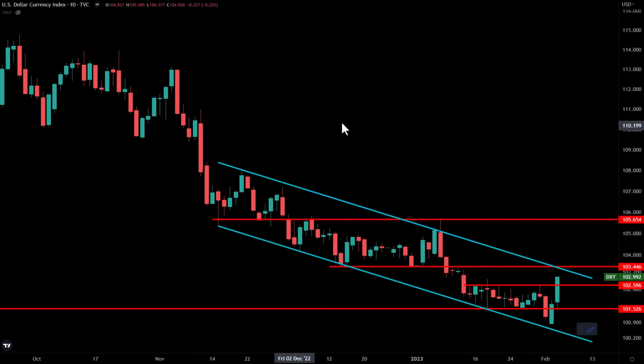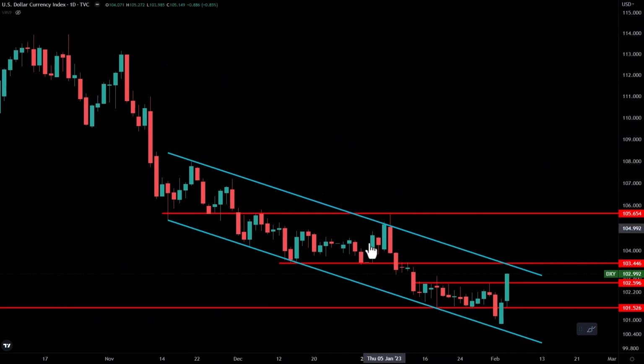I think the big story here for the week ahead, just to wrap up, is going to be the dollar. We saw the breakout last week on Friday, but the question is, was that Friday move something to rely on or not? And I think it's all going to come down to that 102.60 level that I mentioned here for the DXY, and also 103.50.